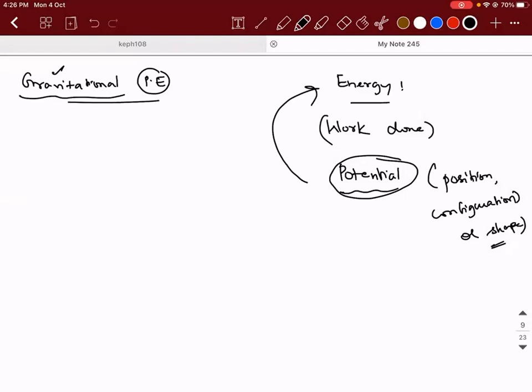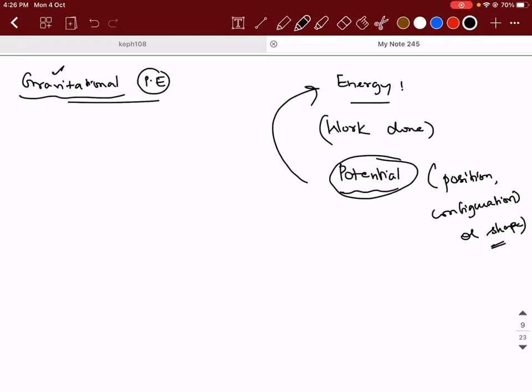So if an object is able to possess energy due to the position, shape, and configuration under the influence of gravitational force, then I can call it gravitational potential energy. Does that make sense? See, I told you from a basic point of view how to understand the concept. I'll define it, don't worry. Did you guys understand what I told?